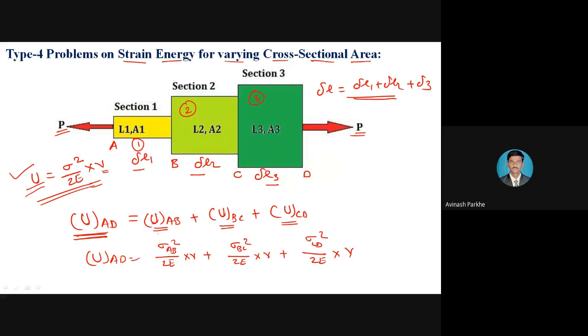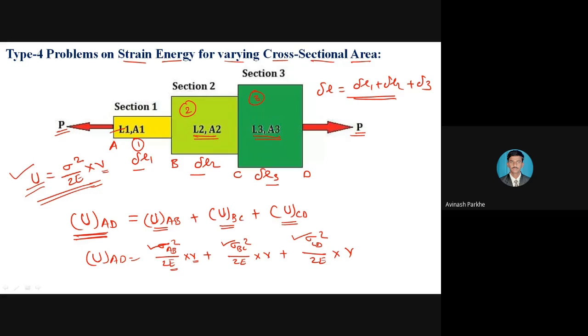So the only change is that we have to change the stress value. While calculating U of AB, consider the stress induced in the AB section. While calculating the strain energy stored in BC, consider the sigma of BC. And while calculating the strain energy stored in CD, consider the sigma of CD. To calculate the volume, we have the formula area into length. For the first section, area and length are available. For the second section, area and length are available. Similarly, for the third section, area and length are available.